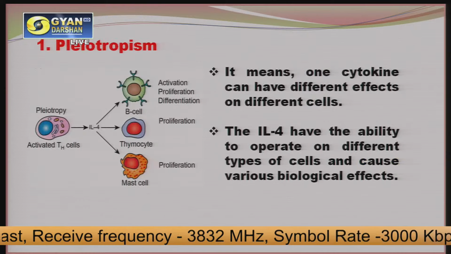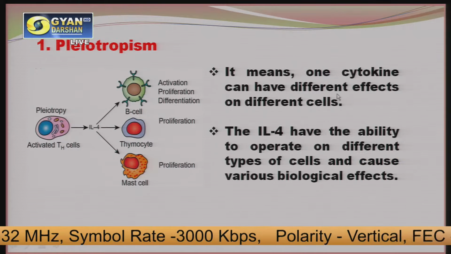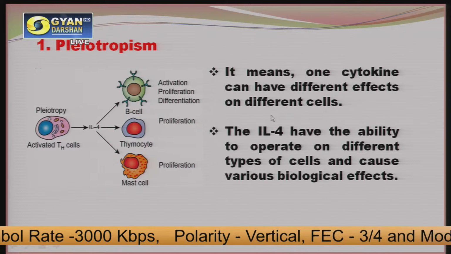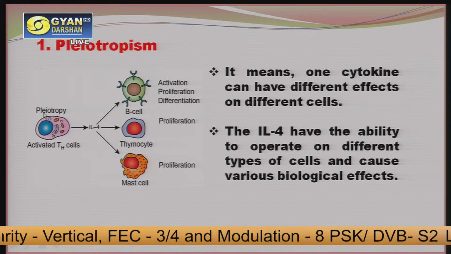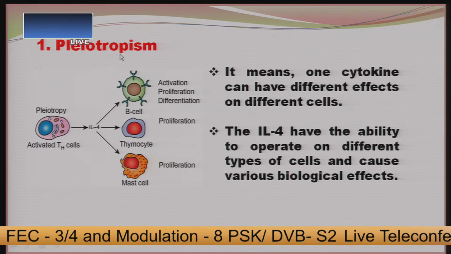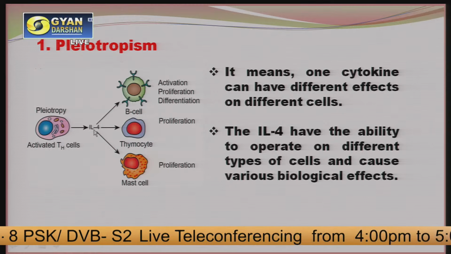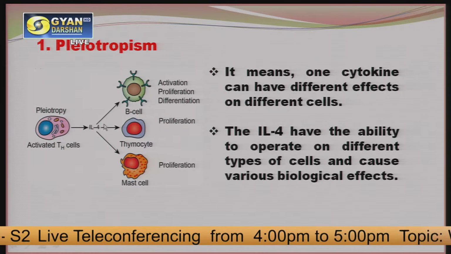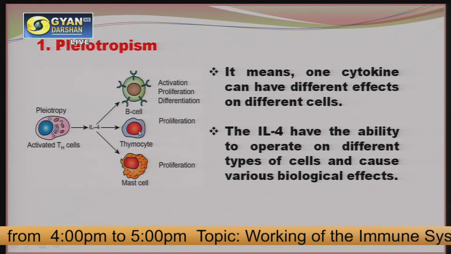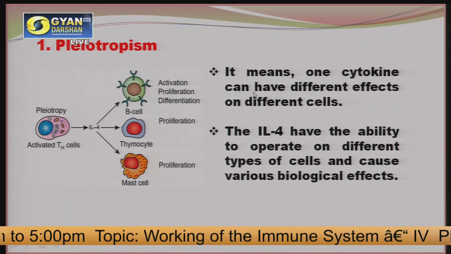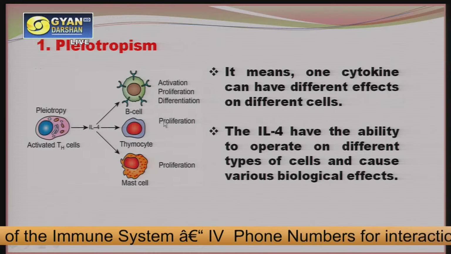Here is pleiotropism. It means one cytokine can have different effects on different cells. So you can see in this figure the cells show the pleiotropy. The activated cell can produce interleukin 4. It can bind with different cells. It means one cytokine can have different effects on different cells.